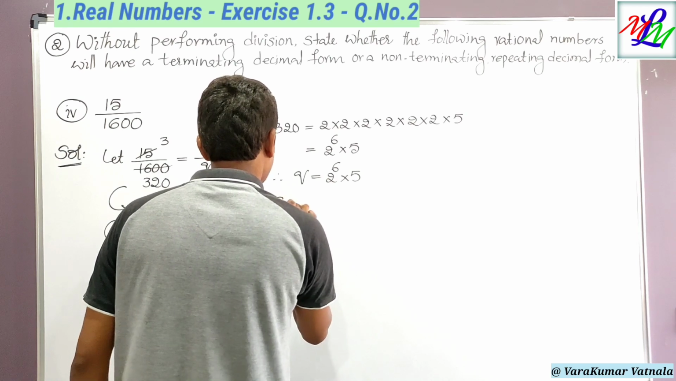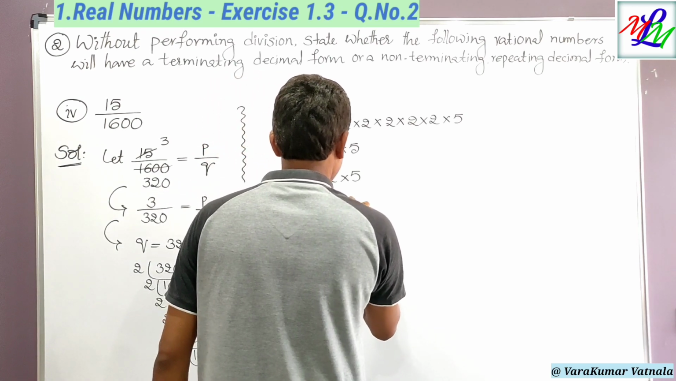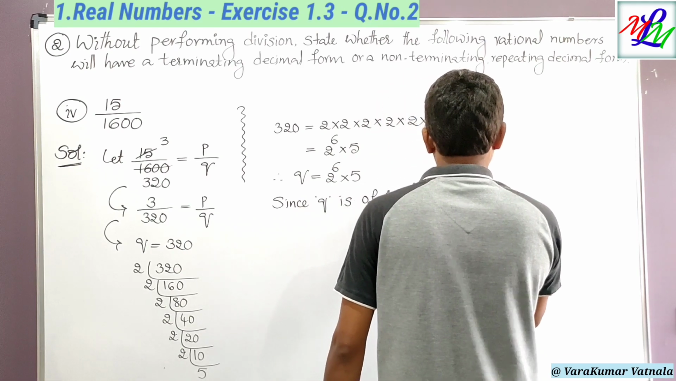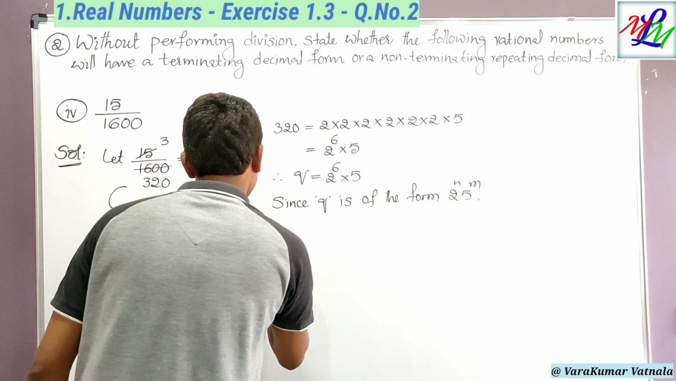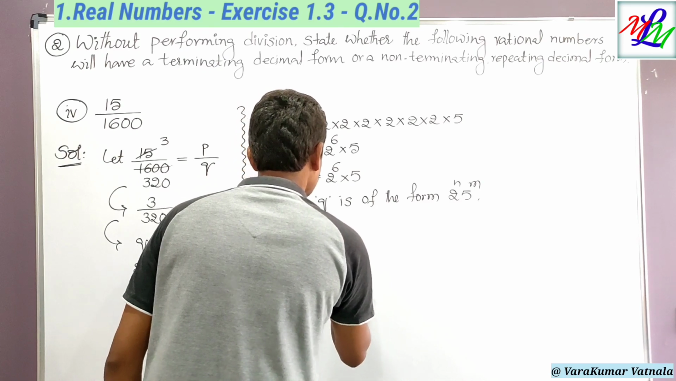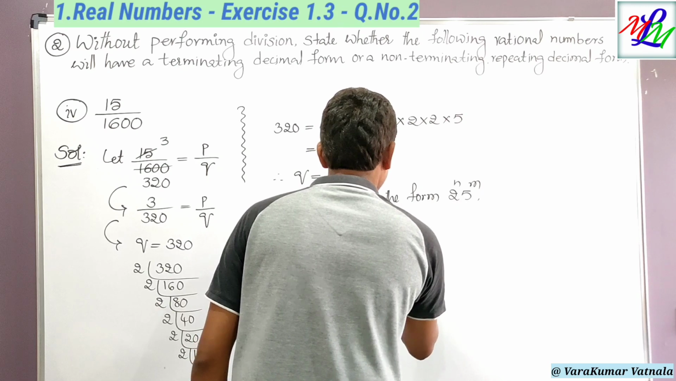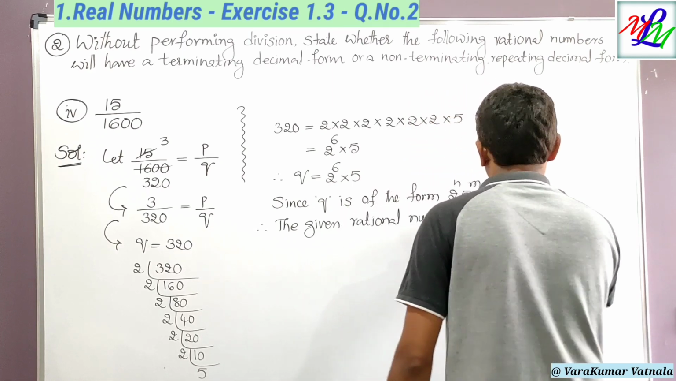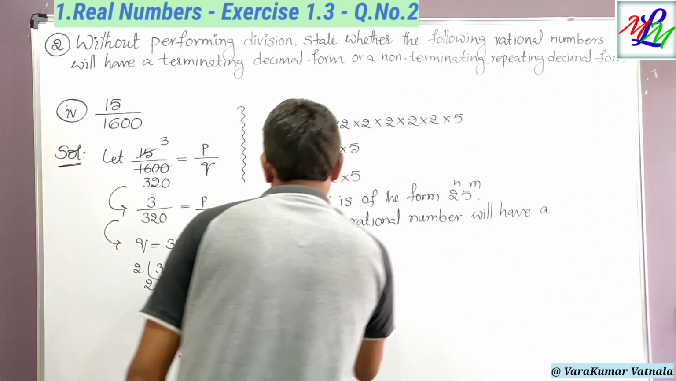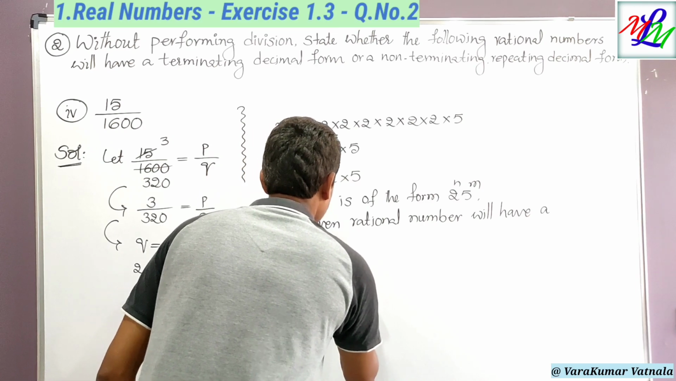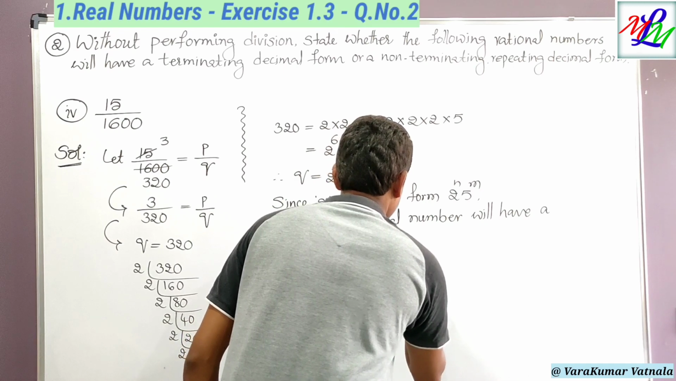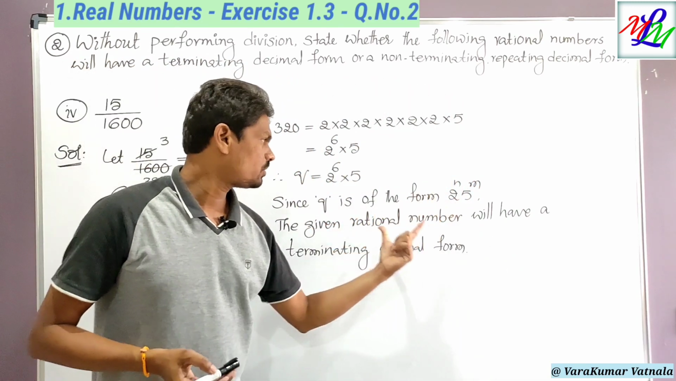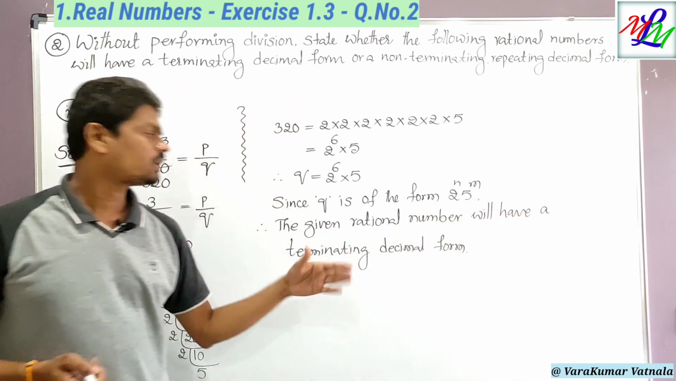So since Q is of the form 2 to the power n into 5 to the power m, therefore the given rational number will have a terminating decimal form.